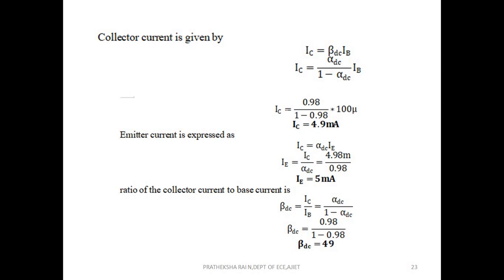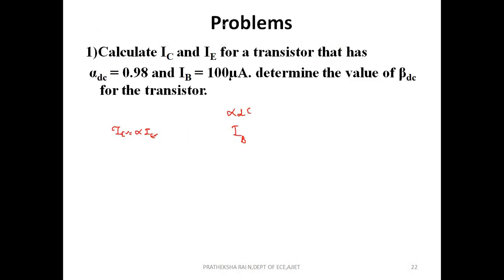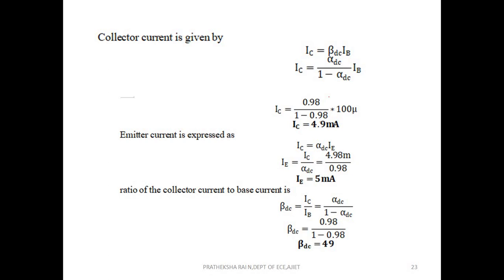So IC can be written. What is alpha DC? Alpha DC is already given here, 0.98. So 0.98 divided by 1 minus 0.98 into, what is IB? IB is also given as 100 microampere. So multiply that, then you will get the value of IC. IC value you have got, then you can find IE.